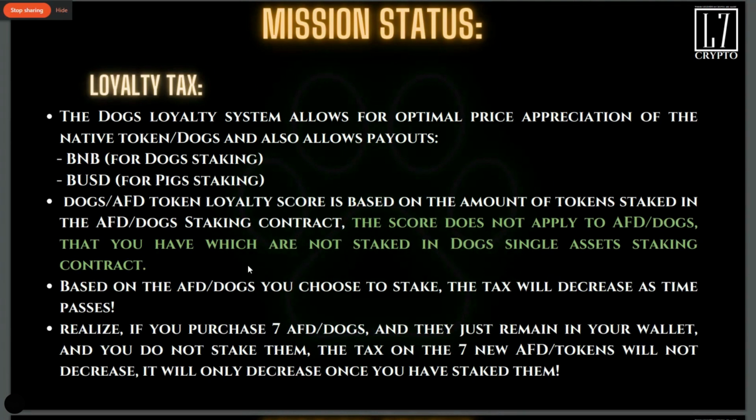Let's continue on. Now let's discuss this loyalty tax. The DOG's loyalty system allows for optimal price appreciation of the native tokens, dogs, and also allows the payouts: BNB for dog staking, BUSD for the pig staking. The DOG's token loyalty score is based on the amount of tokens staked in the DOG's staking contract. Heed the green. The score does not apply to the dogs that you have in your wallet.